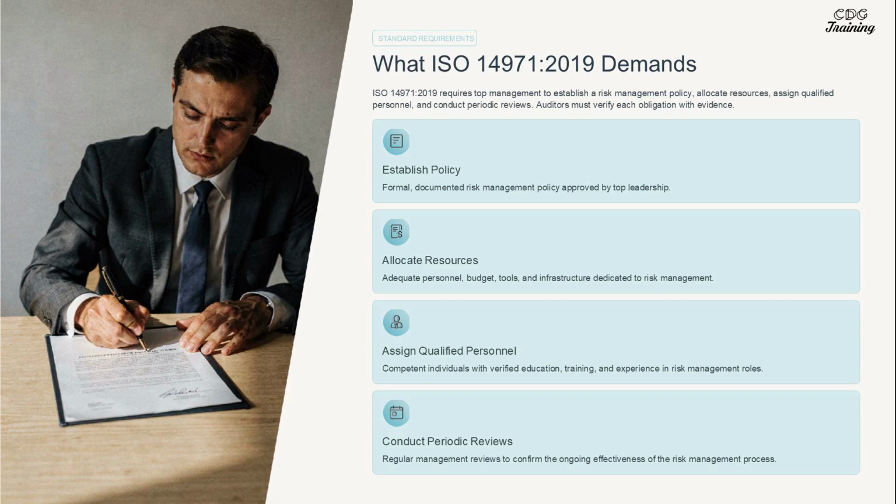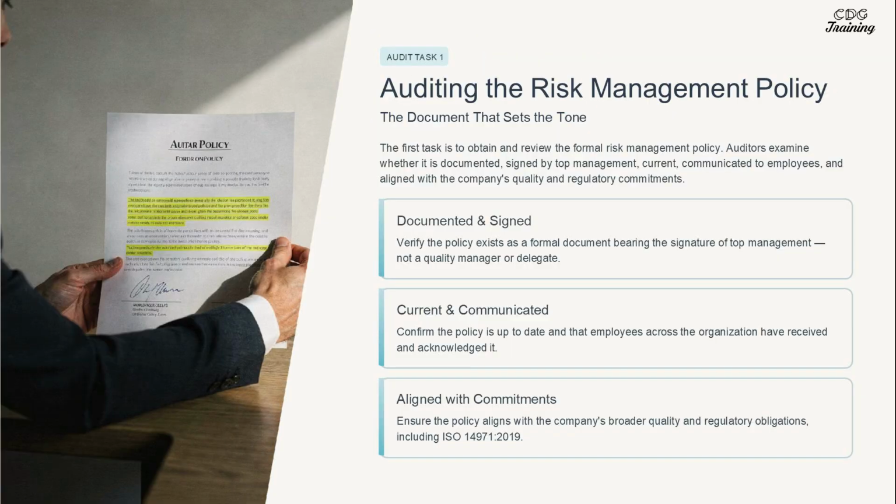ISO 14971-2019 mandates the establishment of a risk management policy, allocation of resources, assignment of qualified personnel, and periodic reviews. These are crucial for maintaining effective risk management. The first task is to obtain and review the formal risk management policy. It must be documented, signed by top management, and communicated to employees, ensuring alignment with company and regulatory commitments.